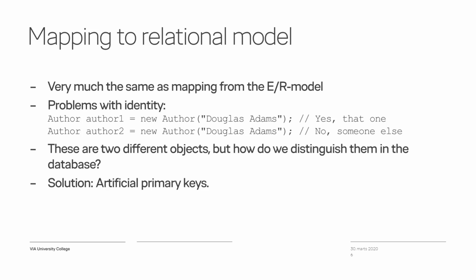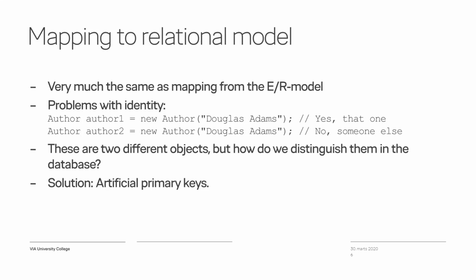If we try to put that into a database that has a table with only the name, that's a lot of confusion, because those are just 2 identical rows and there's no way of knowing whether we talk about one Douglas Adams or the other Douglas Adams. So what we have to do is add an artificial primary key.